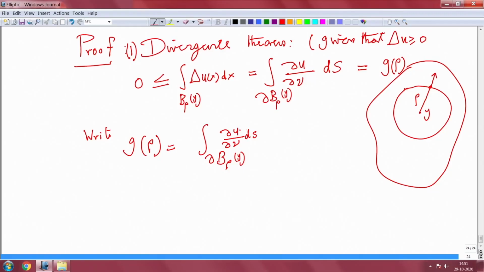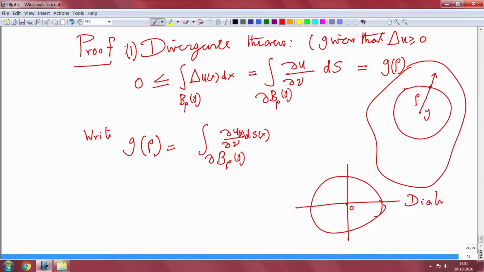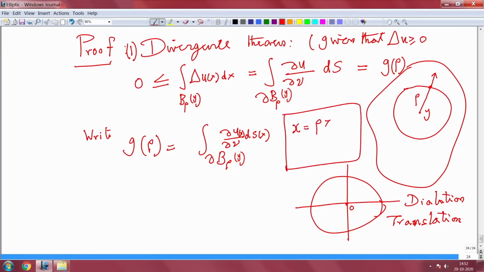So, now this is on x, d sigma of x. I want to translate this to a fixed thing centered at the origin. You want to translate this y here and then adjust the radius, so you have to make a dilation and translation. So you make a change of variable, x equal to rho tau plus y. Then when x varies in the ball from 0 to rho, tau will vary from 0 to 1. So it will become a change of variable.